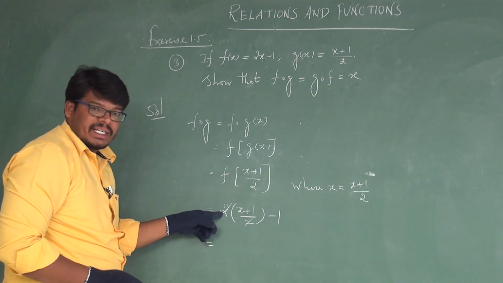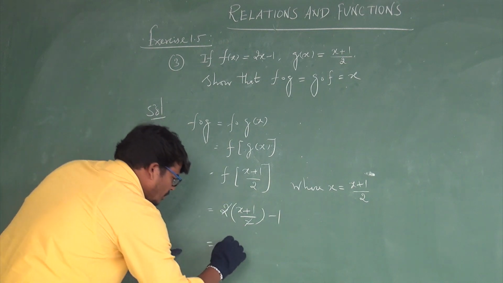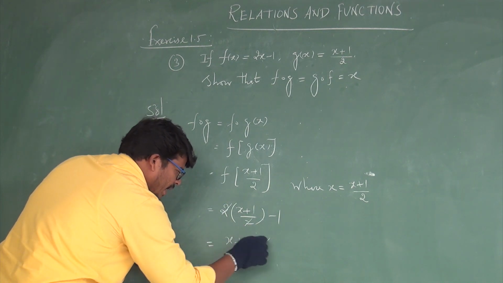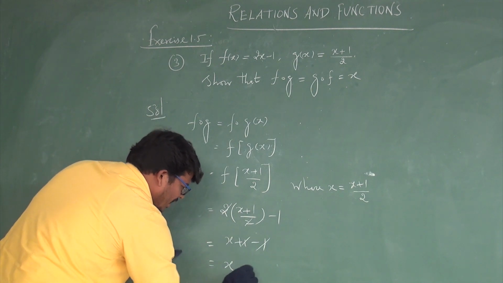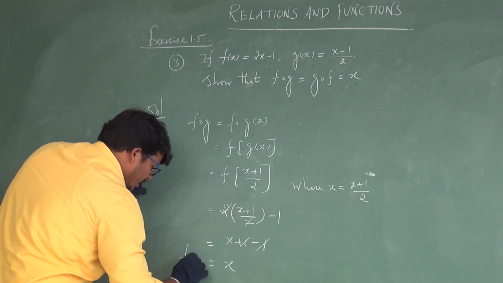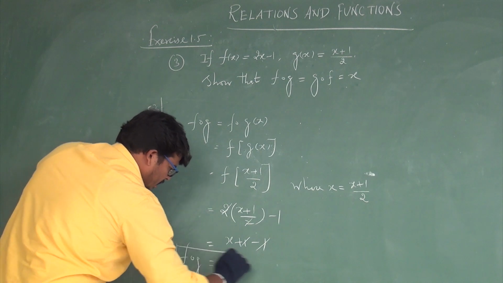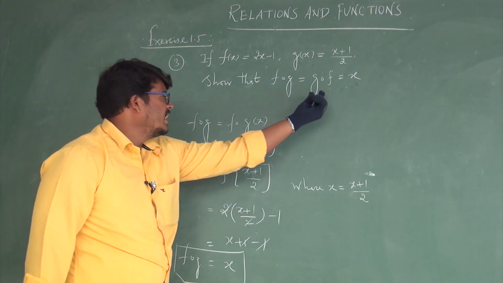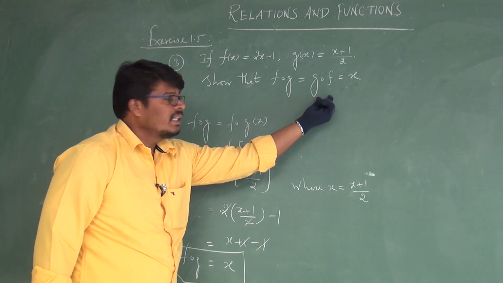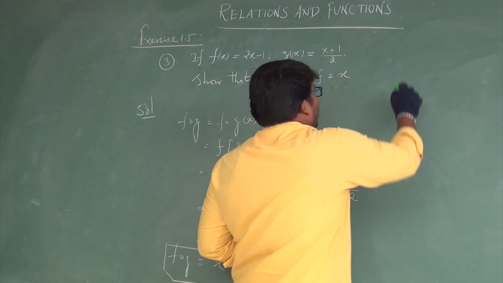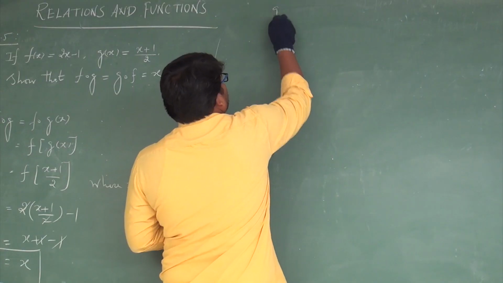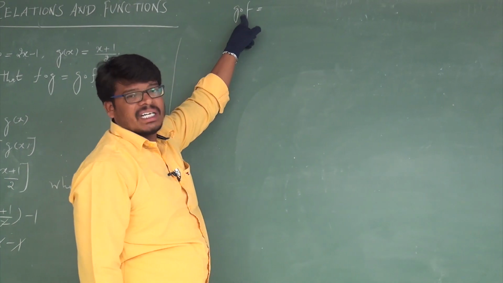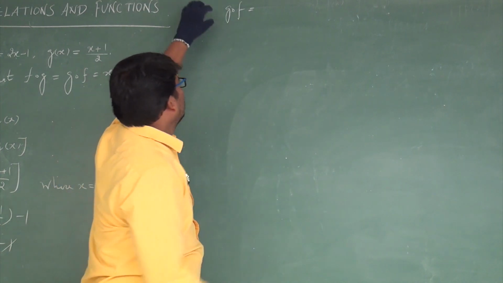Now the 2's cancel, x plus 1 minus 1, plus 1 minus 1 cancel, and the value is x. The first one is f dot g equal to x. Next, now find g dot f, where dot is a composition of two functions.